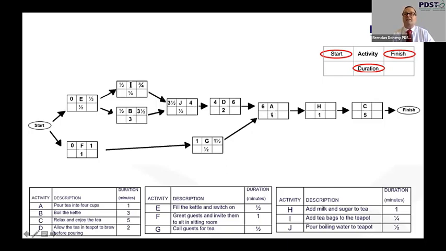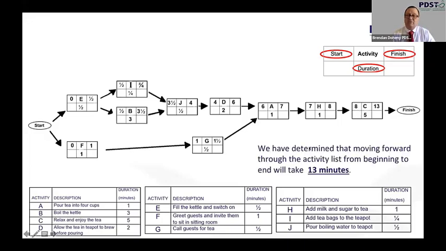A starts at 6 with the duration of 1, will finish at 7. H will start at 7 with the duration of 1 and finish at 8. And C will start at 8 minutes with a duration of 5, finishing at 13 minutes. In conclusion, we've determined that moving forward through the activity list, from beginning to end, will take 13 minutes. This is referred to as a forward pass for a scheduling network in our specification.